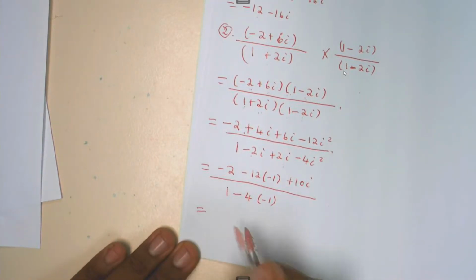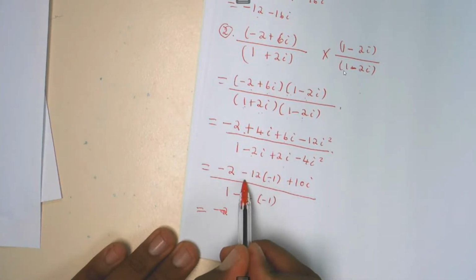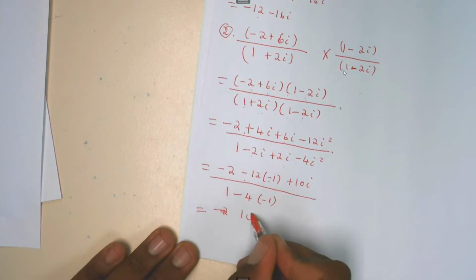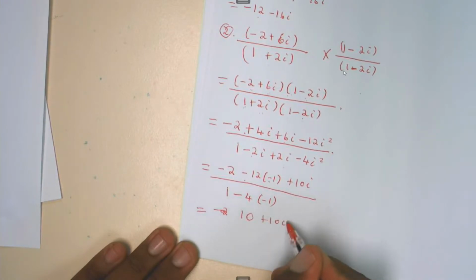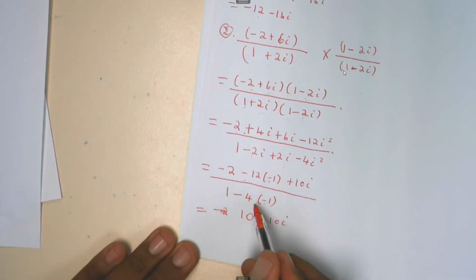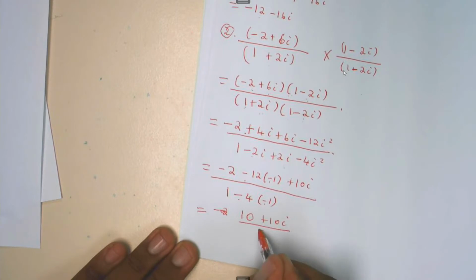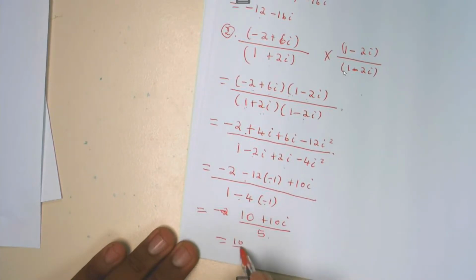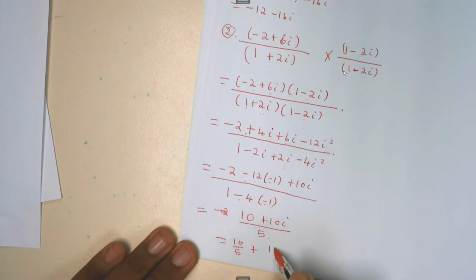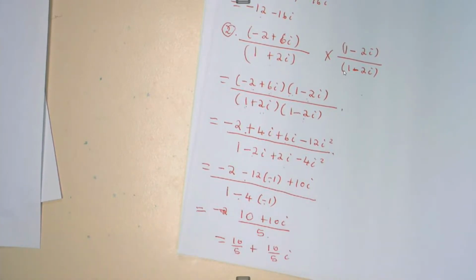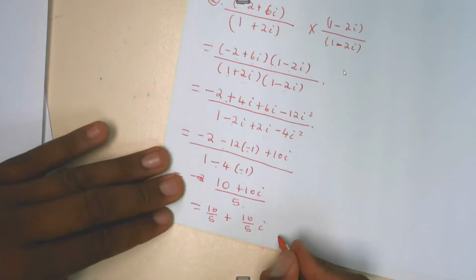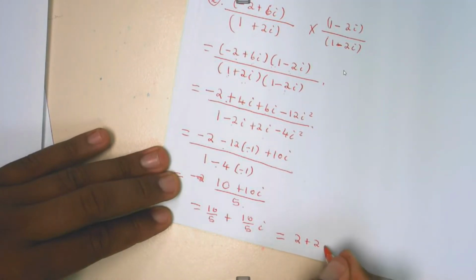So negative 1 multiplied by negative 12 will be positive 12, minus 2 will be 10, plus 10i. Negative 1 multiplied by negative 4 will be positive 4, plus 1, it's 5. We have 10 over 5 plus 10 over 5i. That's what we have, which will be 2 plus 2i, simplified.